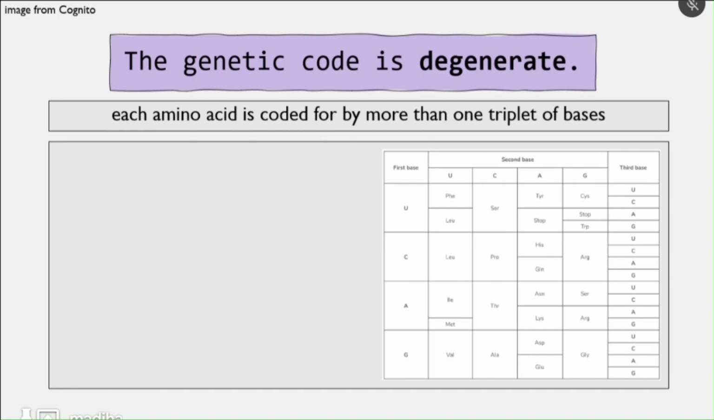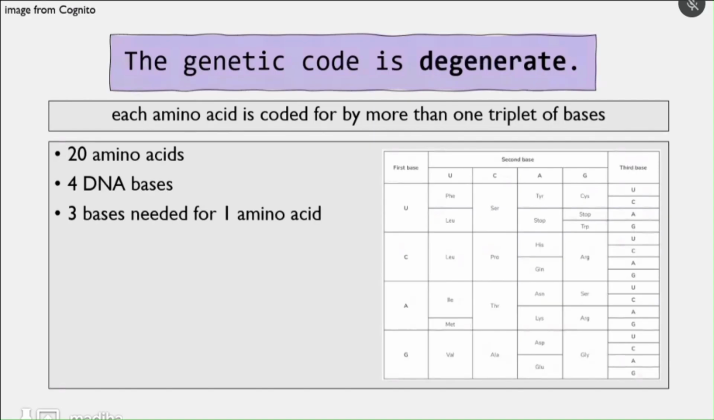So here's a table of all of the amino acids that can possibly be created. These are different amino acids, right? In life, there are 20 amino acids. So in this table, there are 20 because these are the only 20 amino acids that exist. We've also got 4 DNA bases, and we've also found out that it takes 3 bases for 1 amino acid.